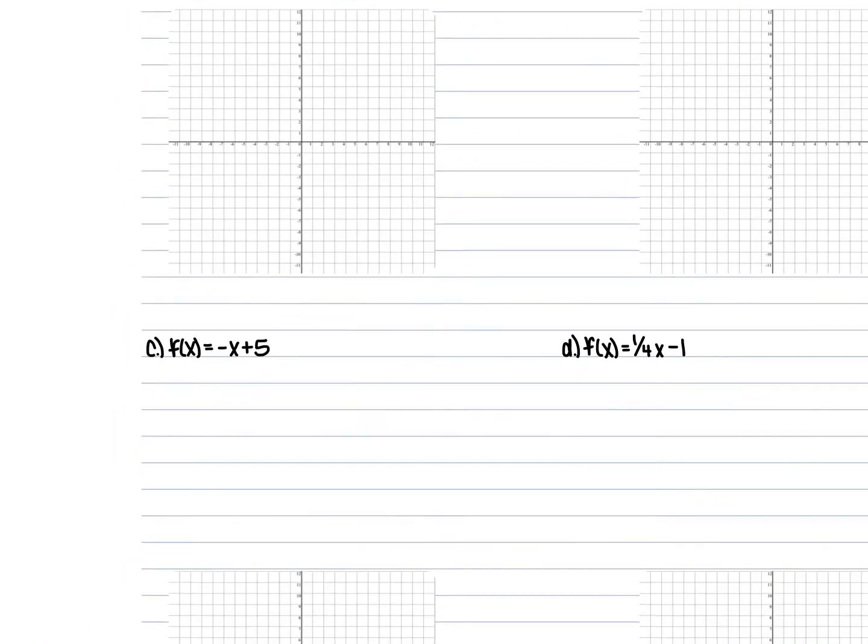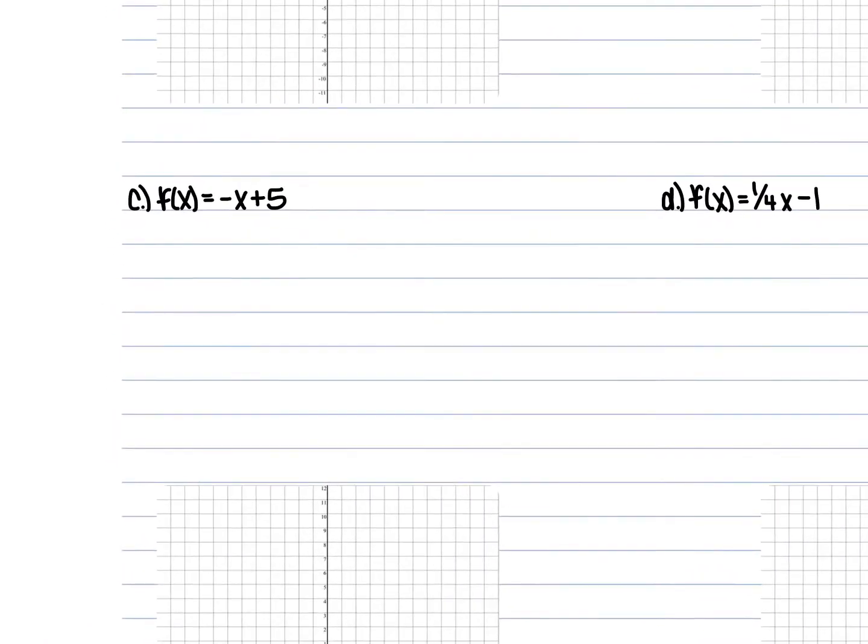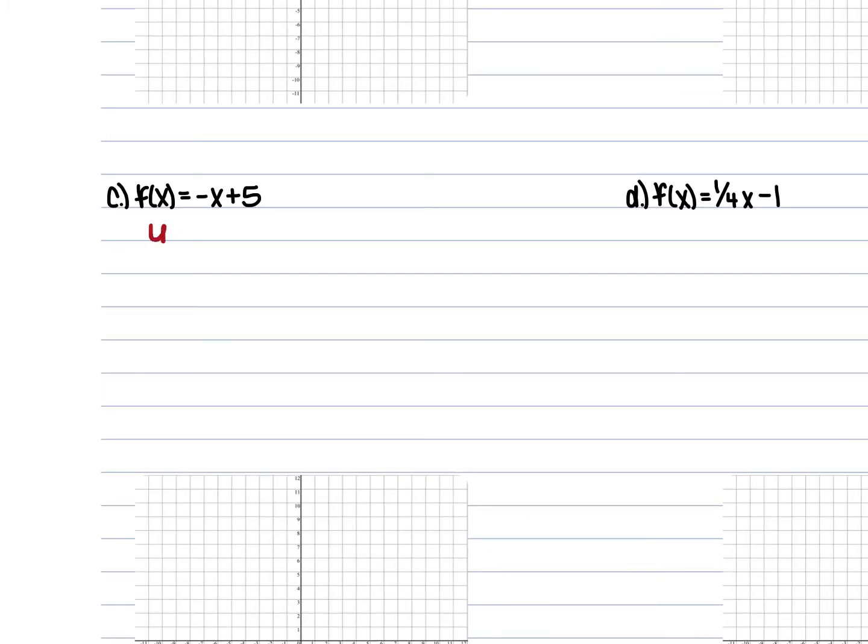For example C, we have f of x is equal to negative x plus 5. So again, we're going to rewrite this as y is equal to negative x plus 5. From here, we're going to switch x and y, so it's going to be x is equal to negative y plus 5. Now solve for y.